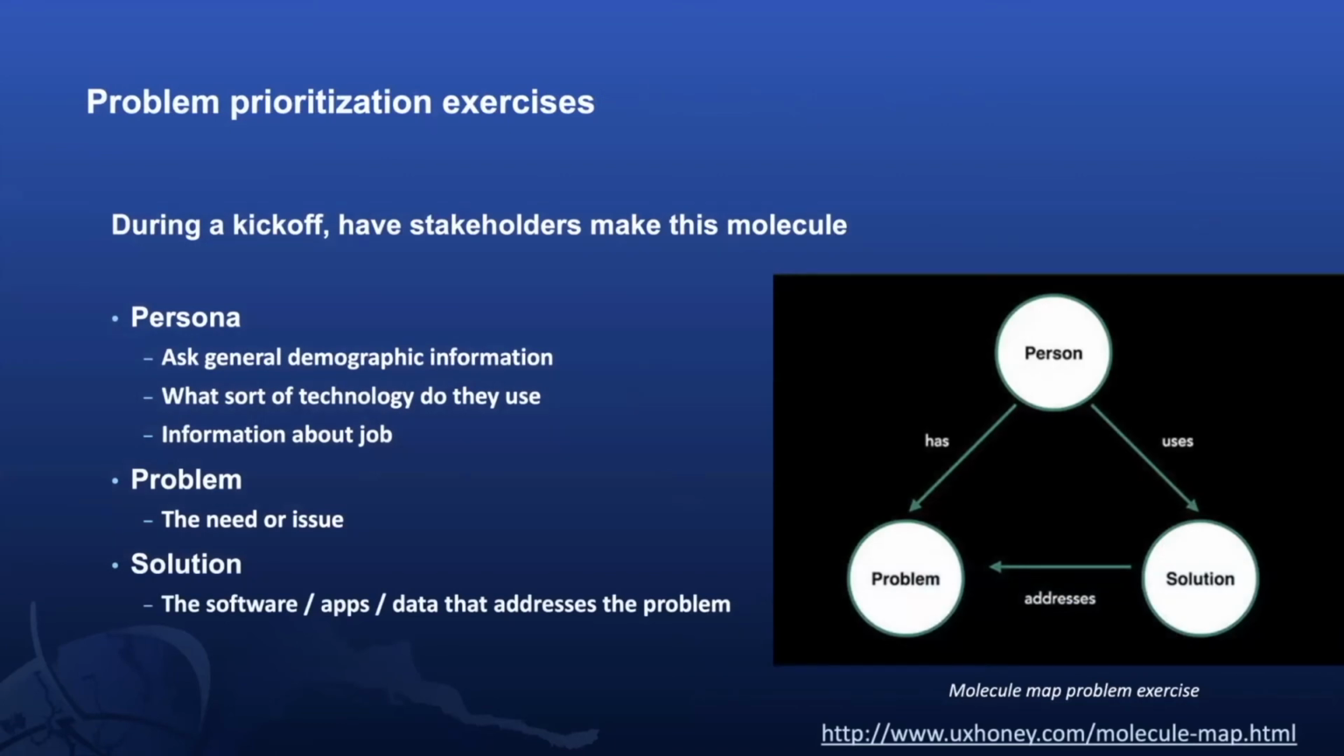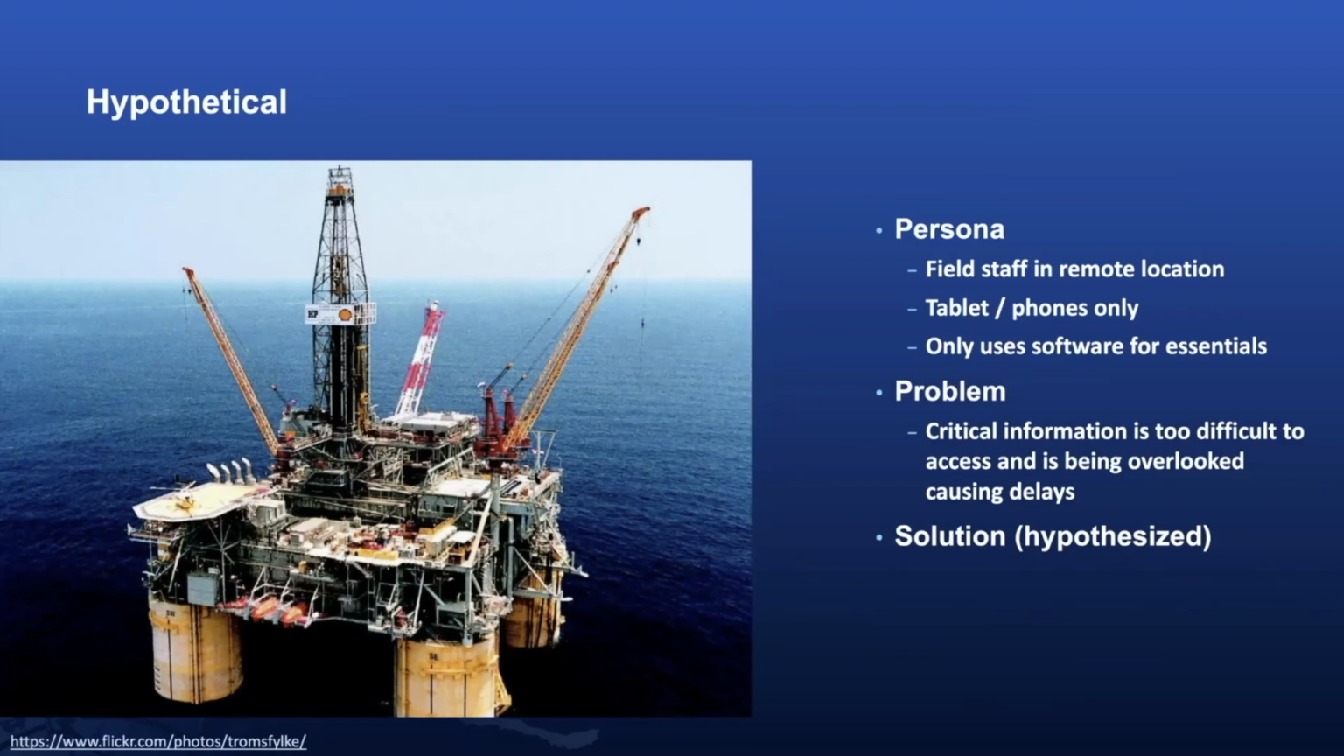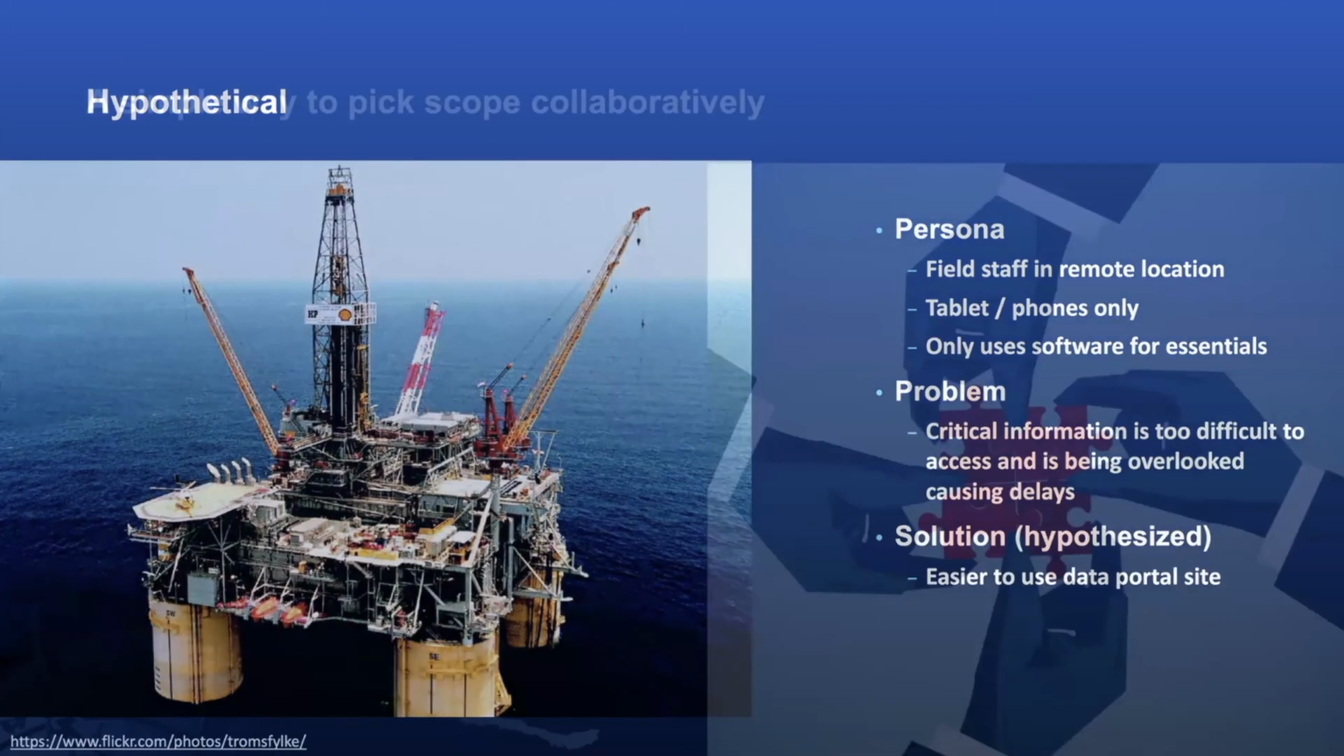The front of that process is a problem prioritization exercise. An easy way to do this is something called a molecule map, where you identify a persona, which is the person who's having the problem itself, and then what we hypothesize to be the solution. So for example, if I have a bunch of people in a remote location using tablets and phones, and they only use software for essentials, maybe they're having a problem today that enterprise sites can solve, which is that critical information is too difficult to access and it's currently being overlooked and it's causing some sort of impact. And so we hypothesize that a site that makes that easier is going to be a solution for them.